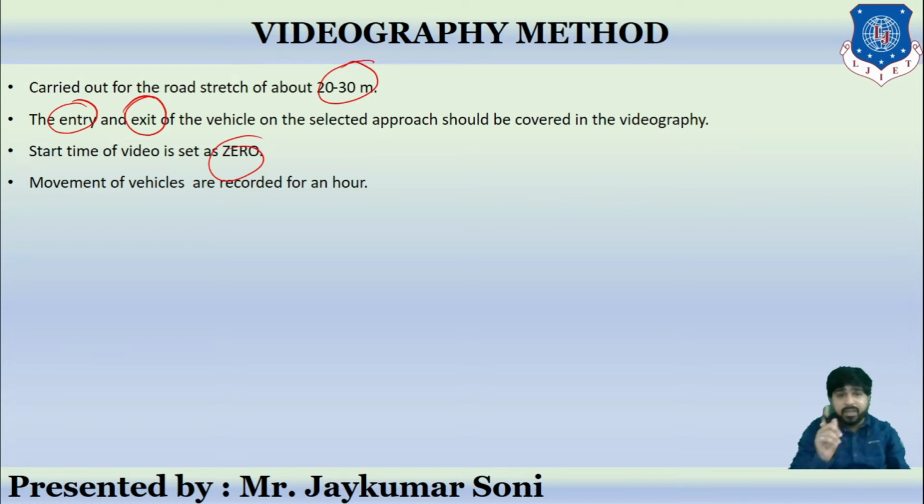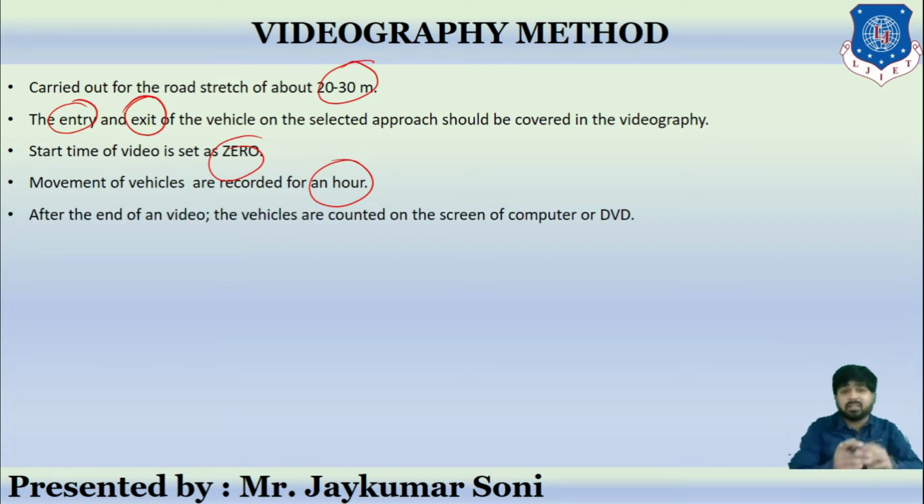The movement of the vehicles should be recorded for a period of 1 hour. So we have the time, and we have the particular distance of 20 to 30 meters. With the help of distance and time, we can get the data of velocity, that is speed, also. Once the video ends, the vehicles are counted on the screen of a computer or DVD. In the initial period, 5 to 6 years ago, DVDs were used, on which the CDs needed to be placed and the data reviewed.